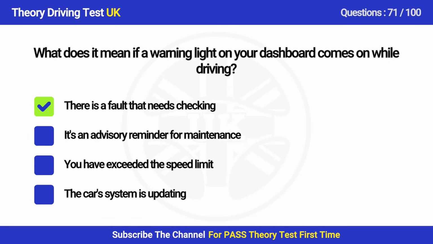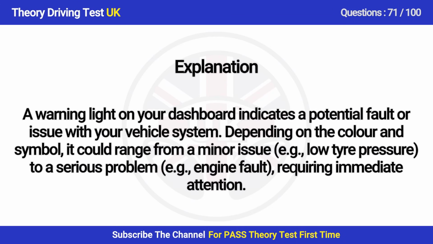Answer is A. There is a fault that needs checking. A warning light on your dashboard indicates a potential fault or issue with your vehicle system. Depending on the color and symbol, it could range from a minor issue, e.g., low tire pressure, to a serious problem, e.g., engine fault, requiring immediate attention.